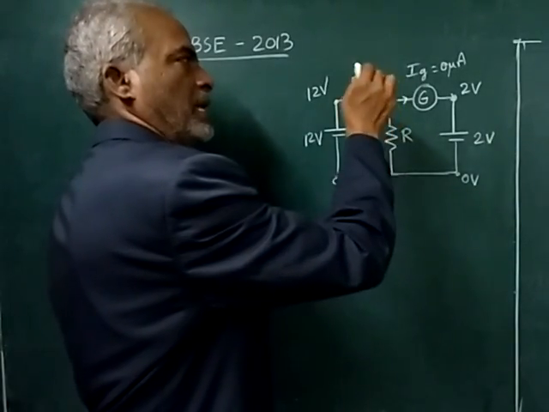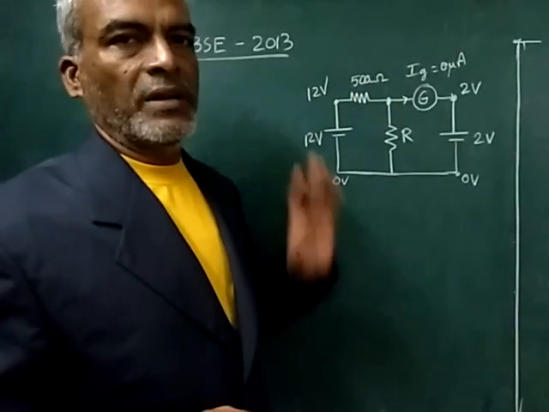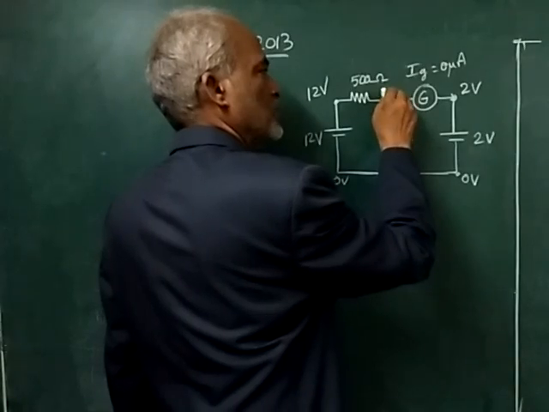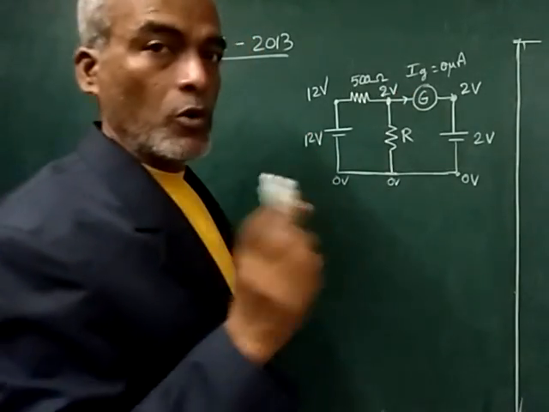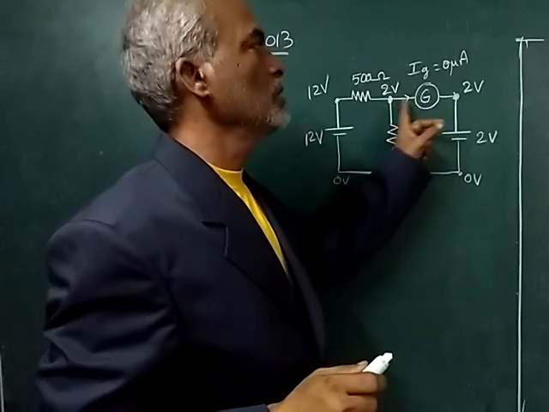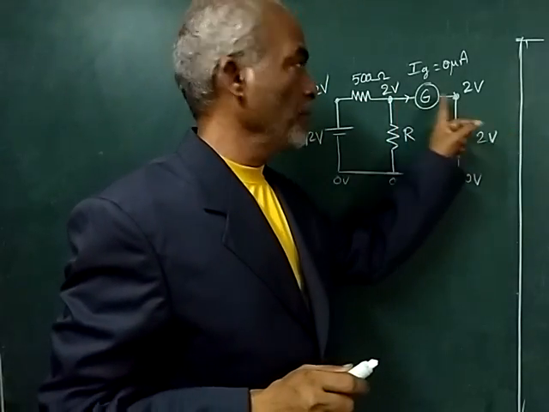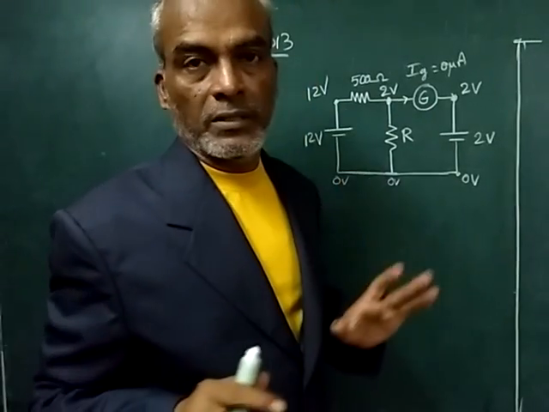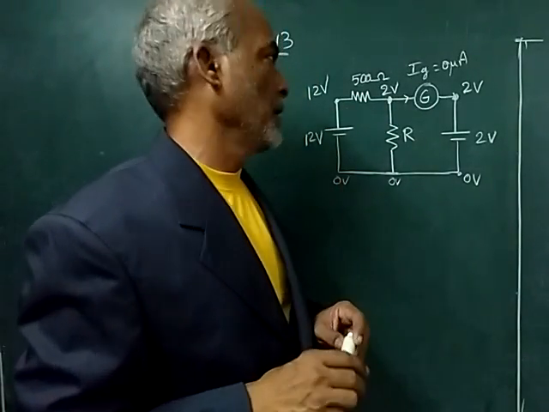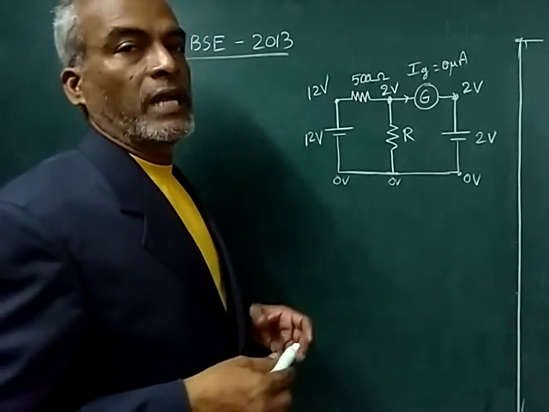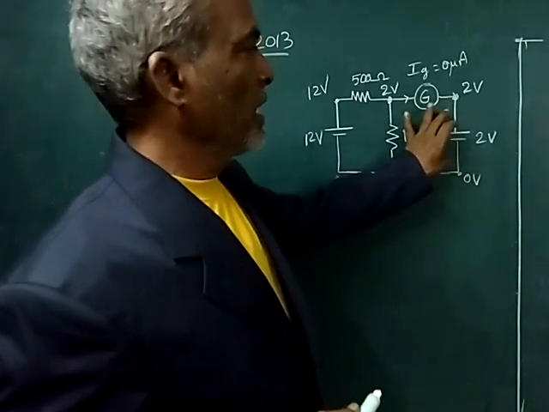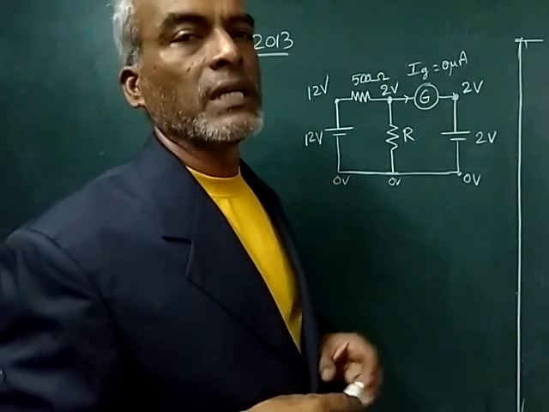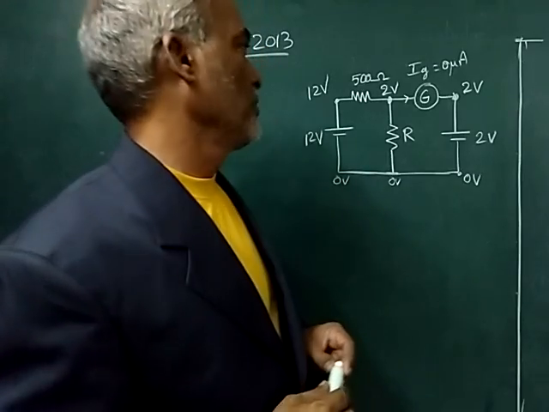But the data given is the galvanometer current is 0 microamps. That means with reference to this point, this has to be 2 volts. Then only there won't be any current through the galvanometer, because this is 2 volts and this is also 2 volts, the same potential with this reference. So there is no current through the galvanometer. So the given condition is satisfied. Another piece of data is also given: the internal resistance of this battery and this battery is negligible. So we need not consider the internal resistance of the battery.